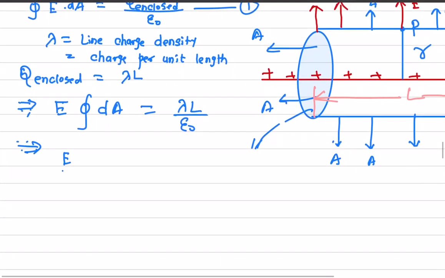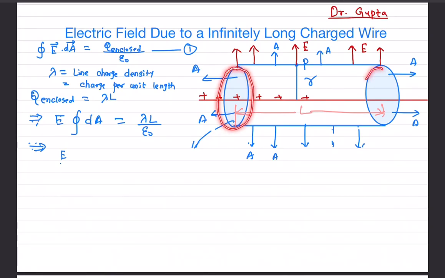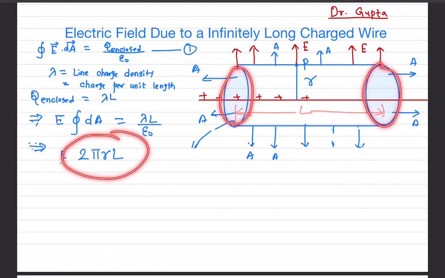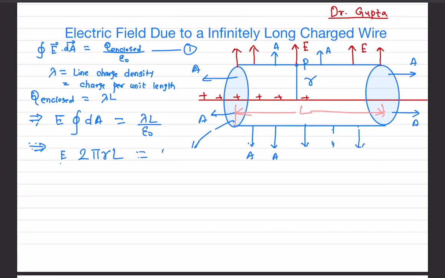This gives you the total surface area of the Gaussian cylinder. Remember, as there is no flux passing through the ends, we're not going to take the area of the ends. We're going to take the area of only this portion. The total area of the cylinder would be 2 pi r times L, without including the circular ends. Now this is equal to lambda times L over epsilon naught. The L and L cancel out, so what we're left with is E is equal to lambda over 2 pi r epsilon naught.